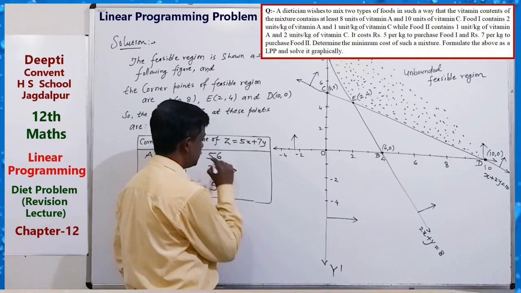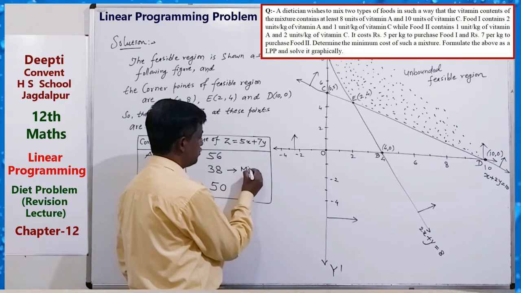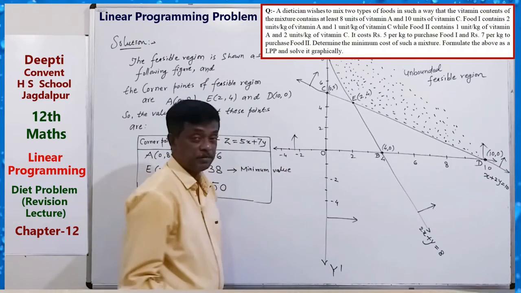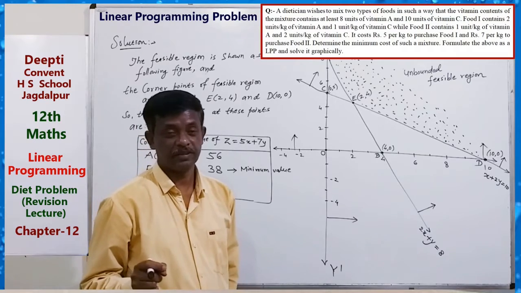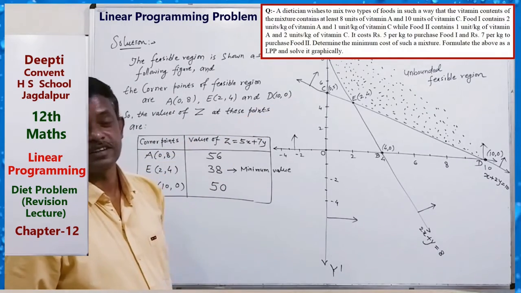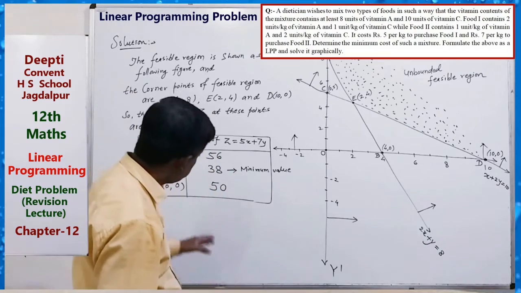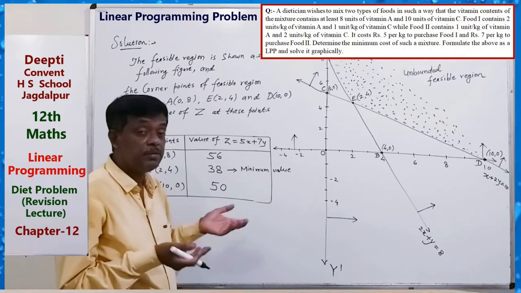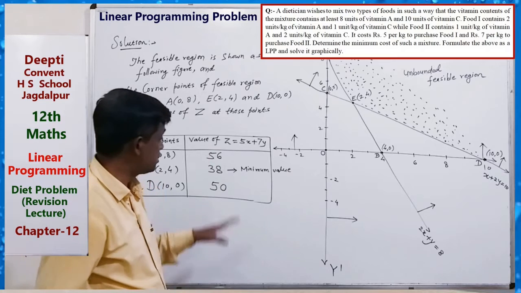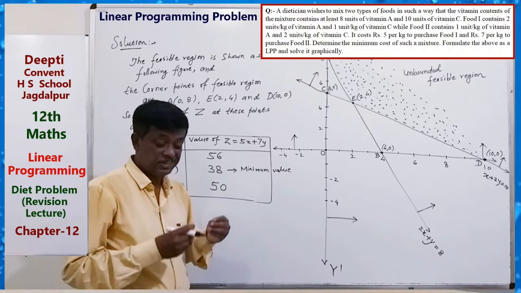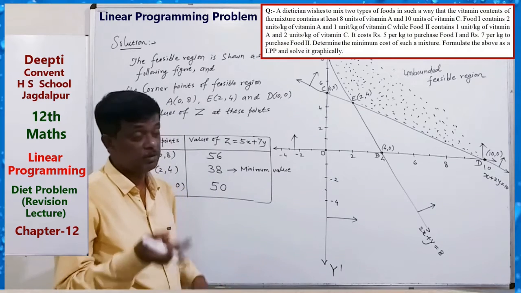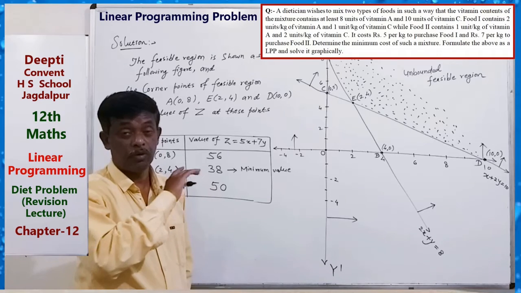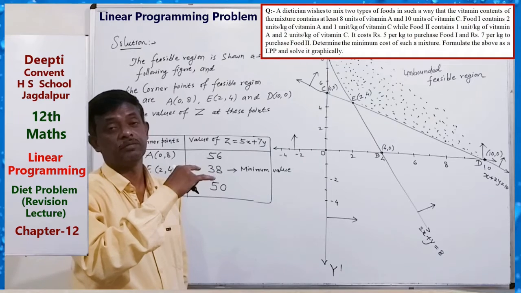This is minimum. It is not required now. Since we have an unbounded region, in the case of an unbounded region you get values 56, 38, 50. Here we see that 38 is minimum, but it may or may not be the minimum value. For deciding whether it is minimum or not, we have to draw another straight line whose solution has no common point, then it will be minimum or maximum.